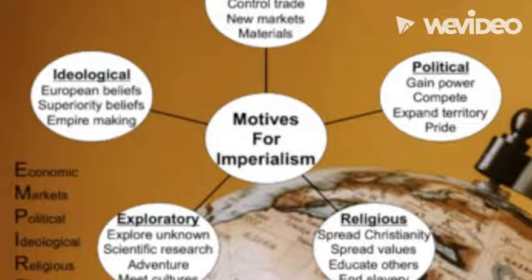The religious motive means that Anglo-Saxons believed that only Christianity was the true religion. Because of this, they would send missionaries to other countries and territories. The want to explore new lands is an example of the exploratory motive. It also includes the want to find cures for diseases.